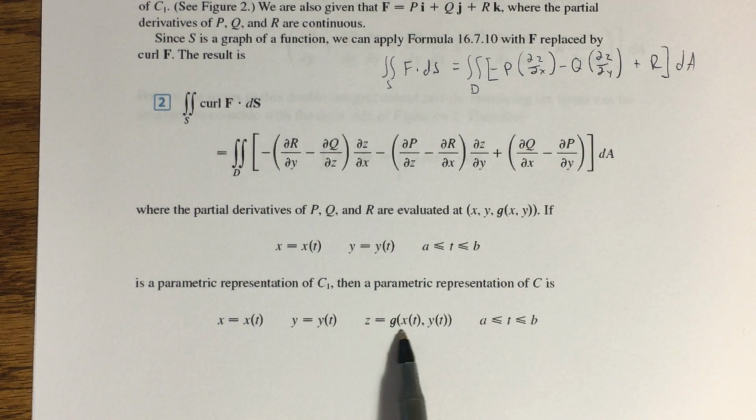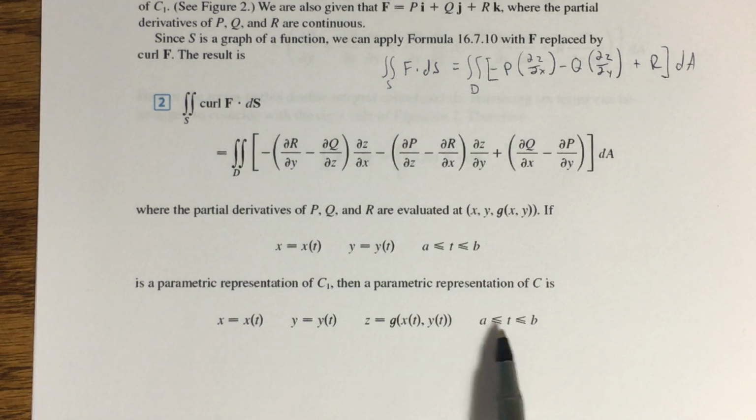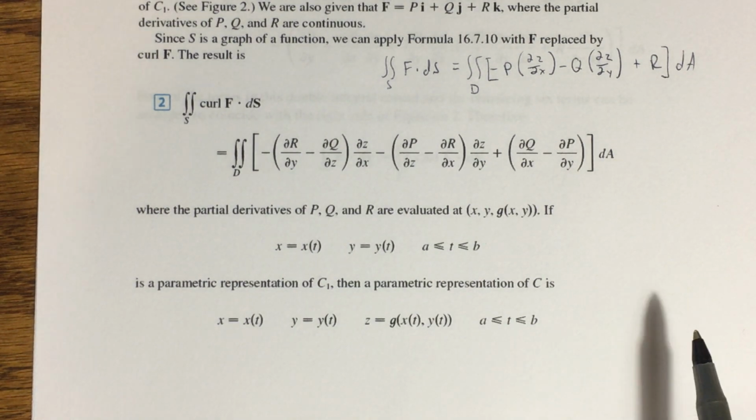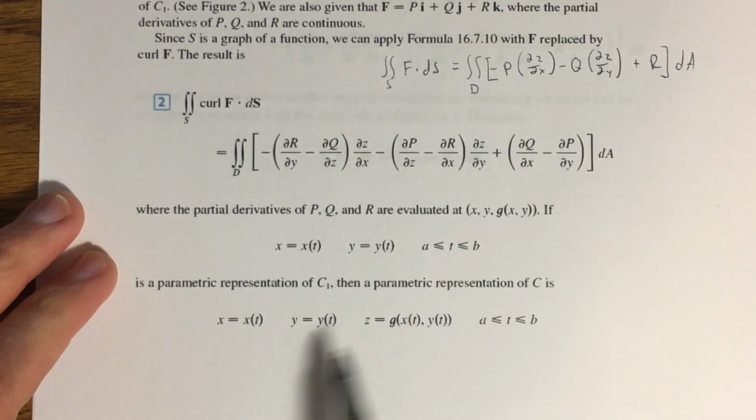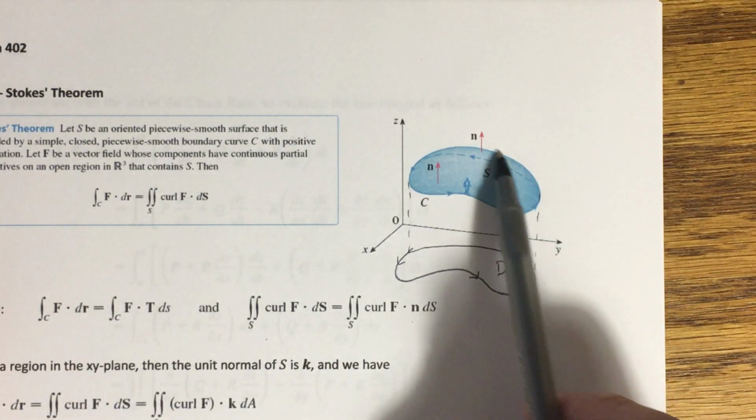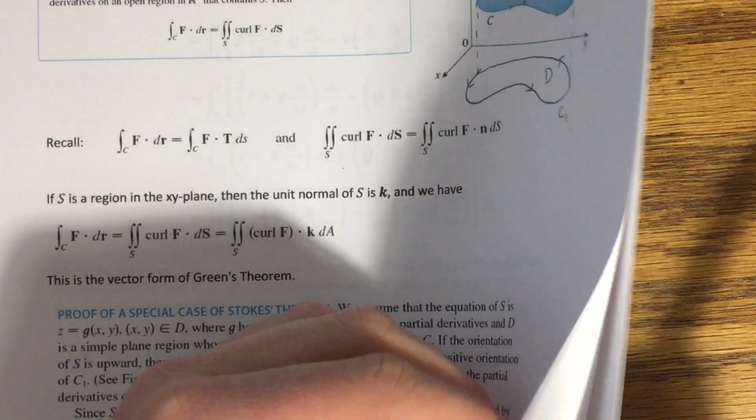and then z is just equal to the function that defines it of x of t, y of t, and we use the same interval for our parameter. t goes from a to b. This is giving me a parameterization of C, the boundary curve on that surface. Okay?